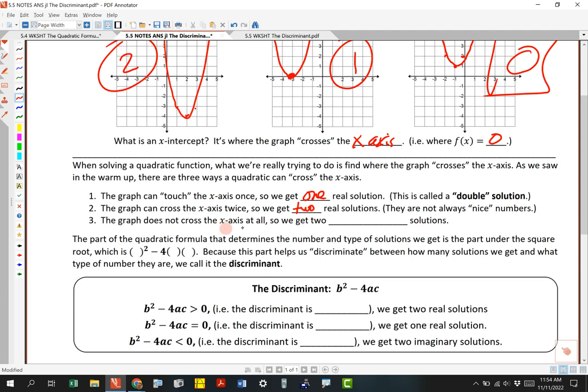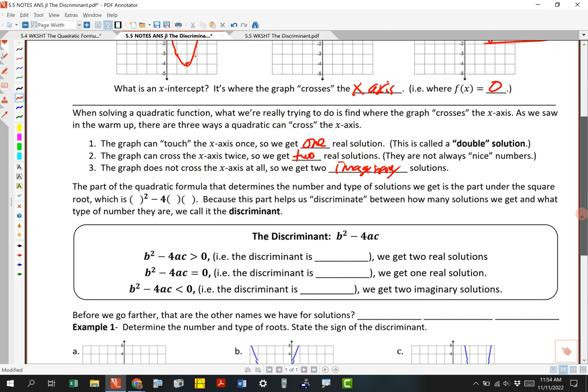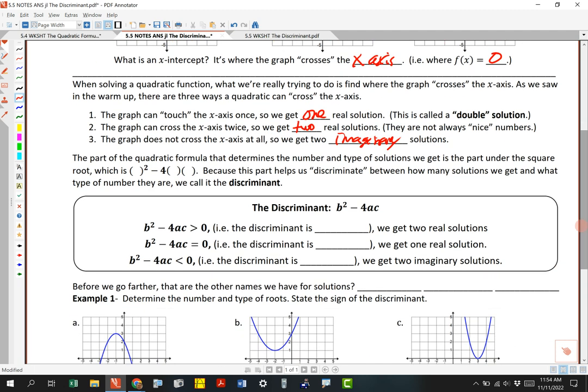And if the graph does not cross at all, we get 2, what do you think? We do. We get 2 imaginary, or we could say complex, but we're going to say imaginary just to kind of rub in the idea that it's got an i in it. It's going to have an i, which is some of those illustrations that we watched earlier. Okay? So we're going to come down here and take a look at this.